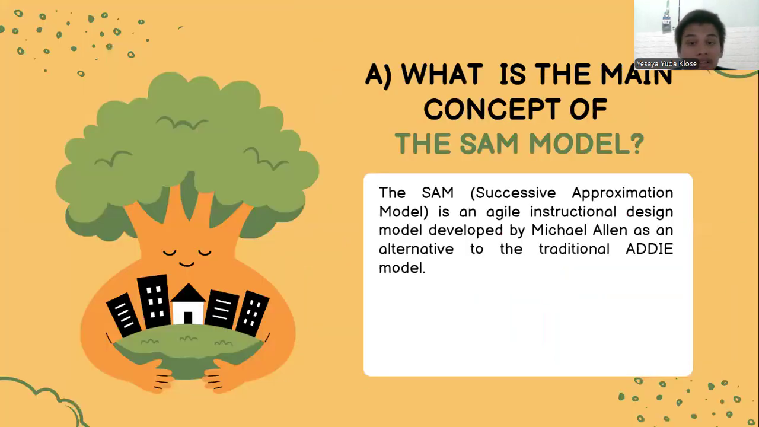Now let's talk about the definition of the SAM model. So what is the main concept of the SAM model? Basically, the SAM model, or the Successive Approximation Model, is an agile instructional design model developed by Michael Allen as an alternative to the traditional ADDIE model. The main concept of SAM is iterative development focusing on collaboration, efficiency, and flexibility in the design process, as Allen and Sykes said in 2012.